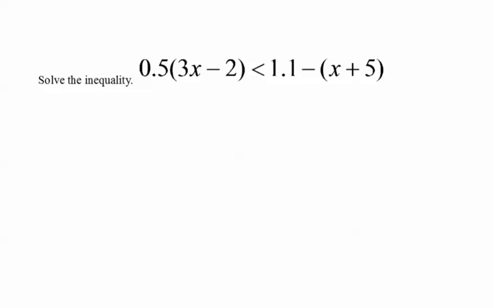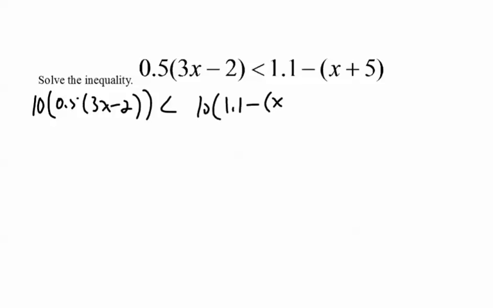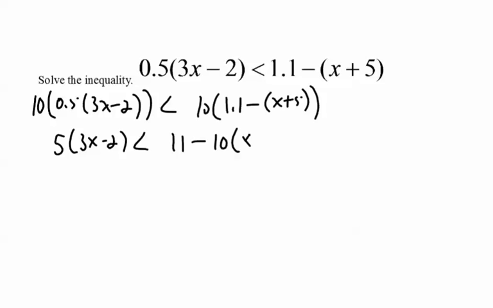All right, the next one, this one here, you could just get rid of the decimal by multiplying everything, I believe, by 10. So if I multiply both sides of the equation by 10, I'm no longer going to have a decimal. Okay, so this becomes 5 times 3x minus 2 is less than 11 minus 10 times x plus 5. So then this is 15x minus 10 is less than 11 minus 10x plus 50.